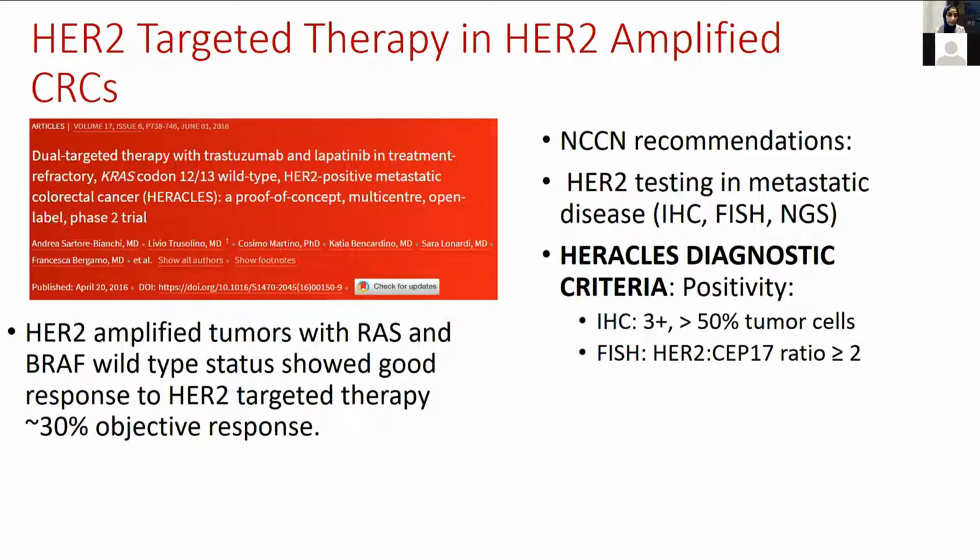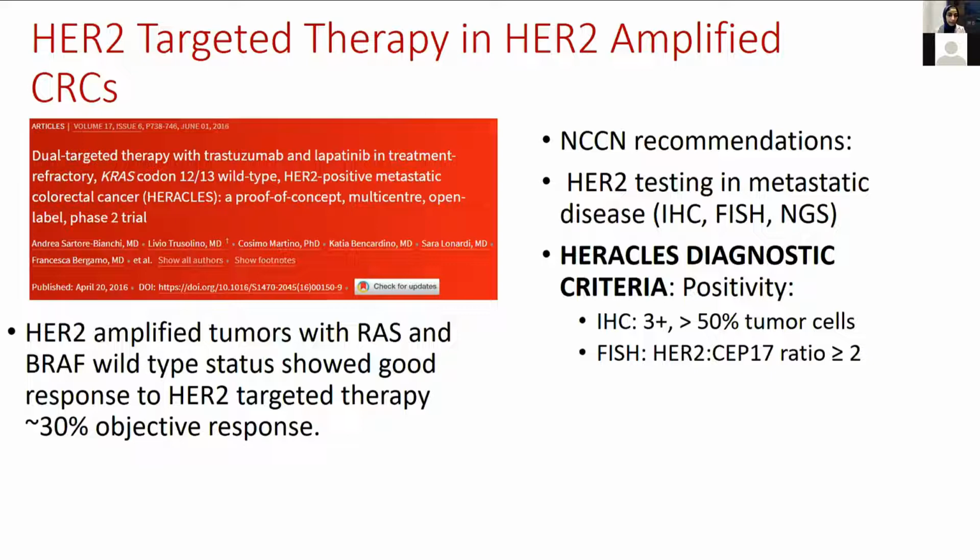But most importantly, HER2 has a predictive role for anti-HER2 targeted therapy. And per the Heracles trial and other early phase trials, HER2 amplified tumors with RAS and BRAF wild type status showed good response to HER2 targeted therapy with 30% objective response rate. So currently the NCCN recommends HER2 testing in metastatic disease either by IHC, FISH, or NGS.